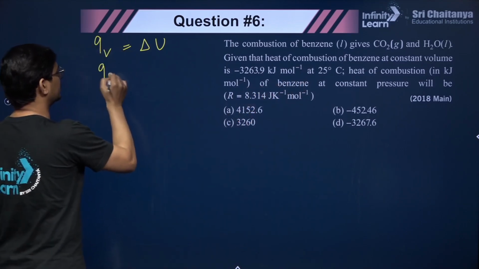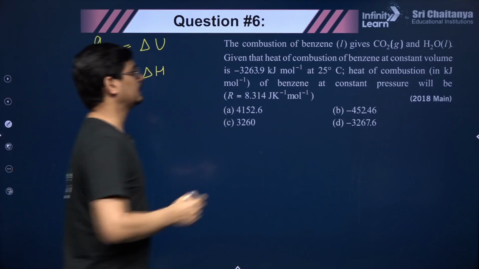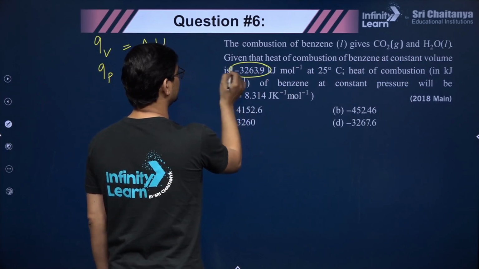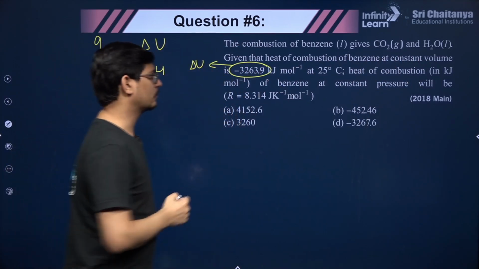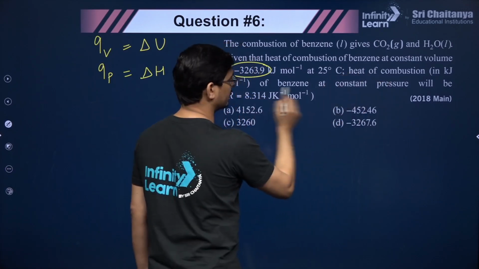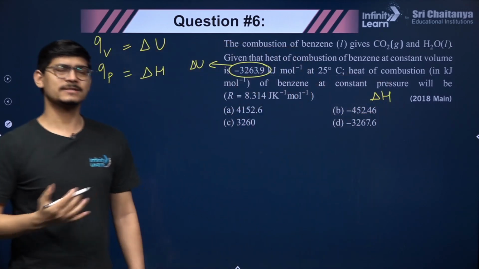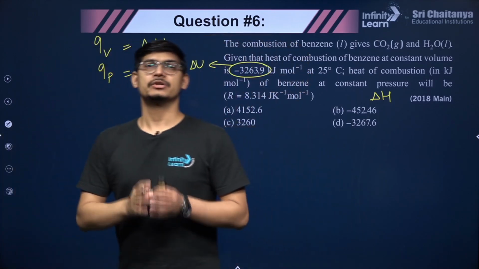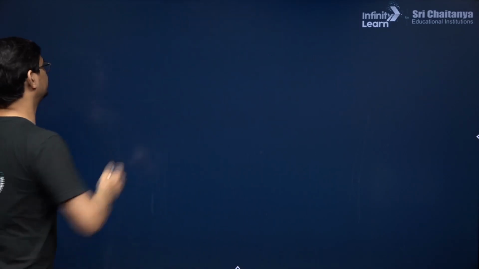What is heat transferred at constant pressure? That is delta H. So the heat of combustion at constant volume is given to be delta U, and the question is, what is the heat of combustion at constant pressure? That is, what is delta H? Now what is the relation between delta H and delta U, enthalpy and internal energy? This is one of the most commonly used expressions, as I said.